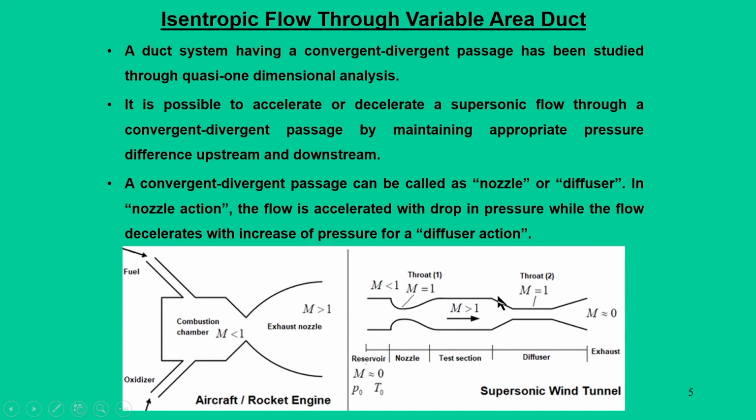There are also some wind tunnel facilities, in particular supersonic wind tunnels, where we want to simulate high altitude flight conditions in the laboratory. So, these nozzles and diffusers are an integral part of these experimental setups. These are the very basic components of supersonic flow, because without a nozzle we cannot generate a supersonic flow.